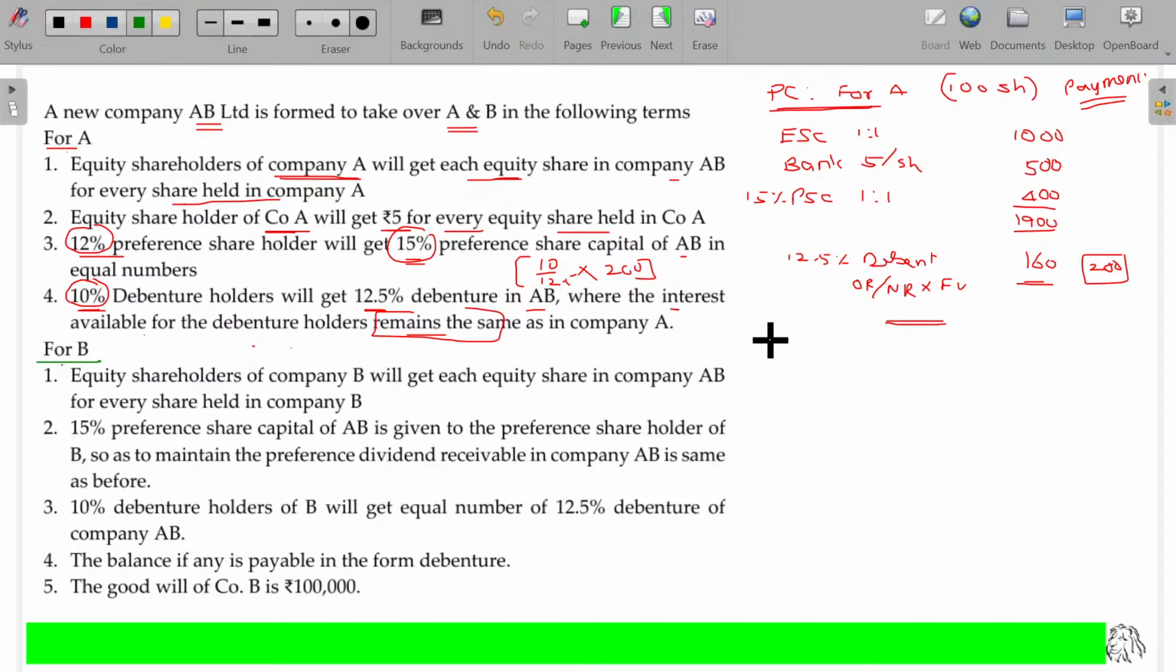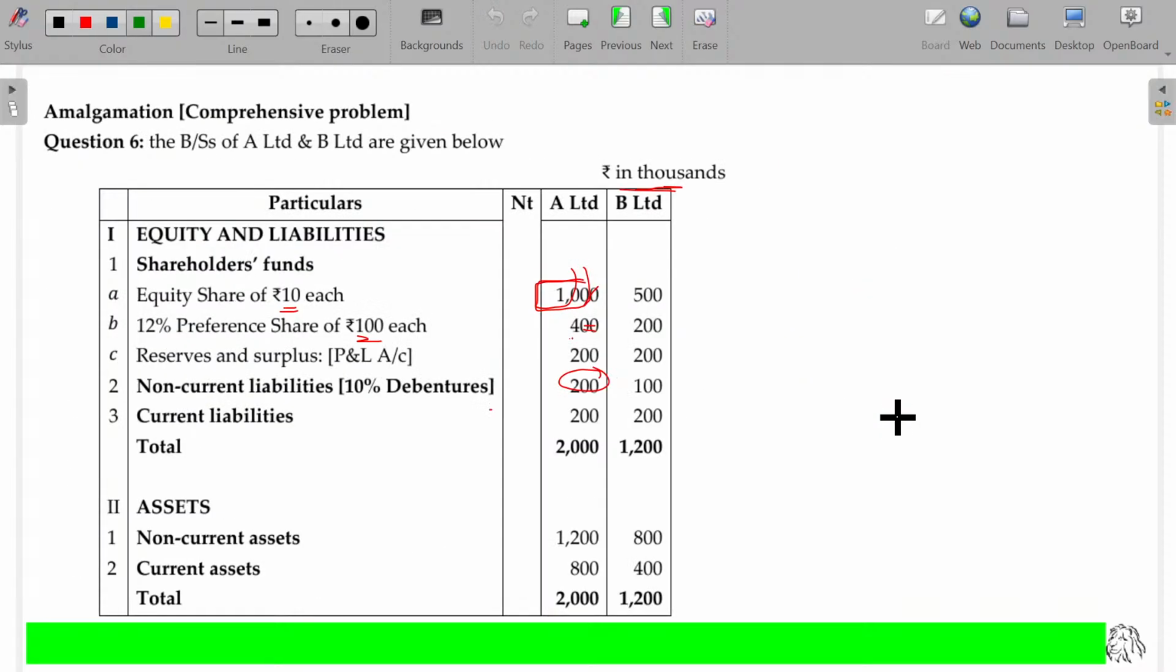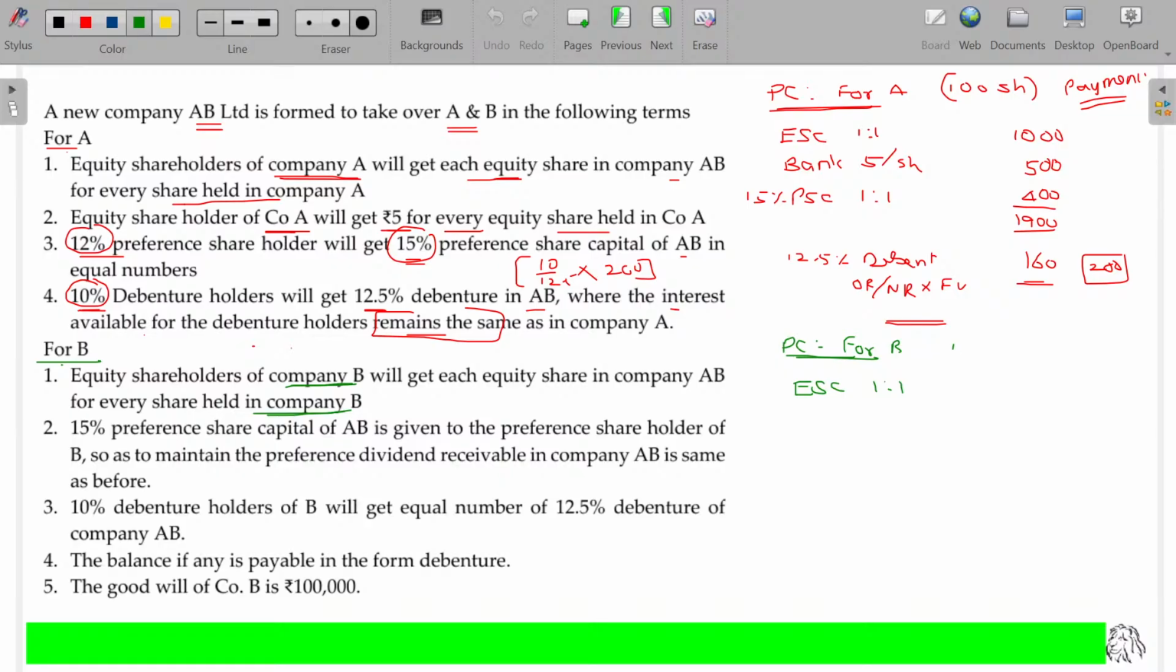Now, in the case of purchase consideration for B, equity shareholders of company B will get one equity share in company AB for every share held in company B. So here they are getting equity shares in equal ratio. How many shares are there? So 50 shares are there, right? 50 shares, into face value being 10, 500 rupees.